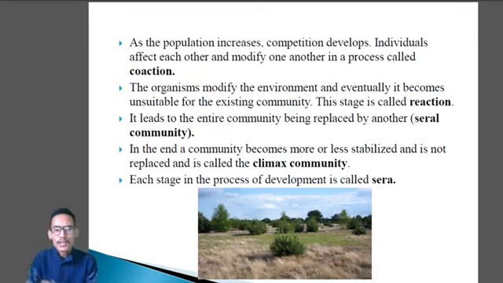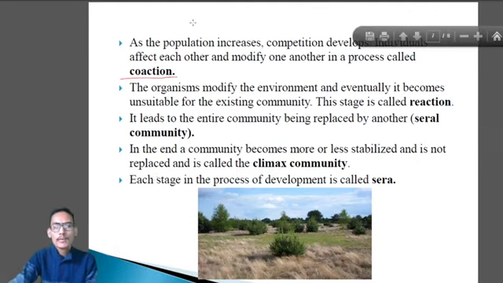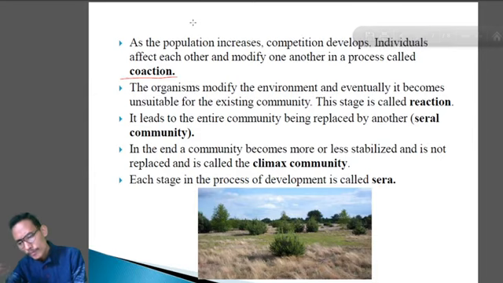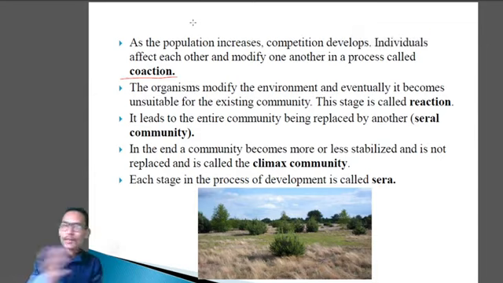Now, as the population of the pioneer species increases, there will be competition. The individuals of the species will affect each other, and in that process they will modify one another in a process called co-action. So when the population keeps on increasing, there will be competition, they will affect and modify each other, and this process is known as co-action.